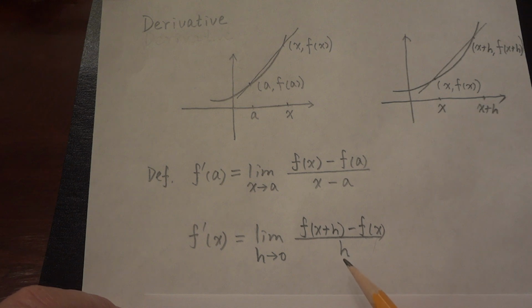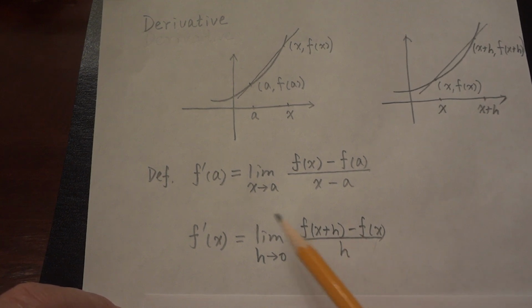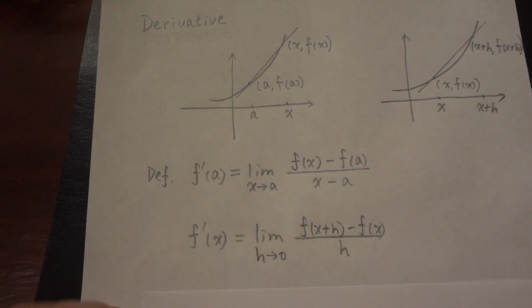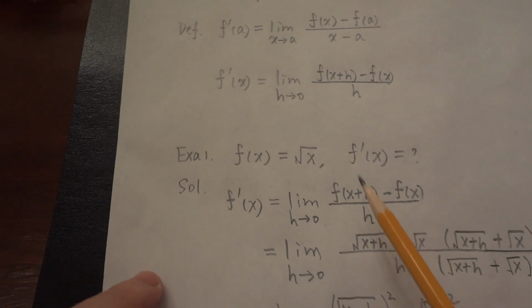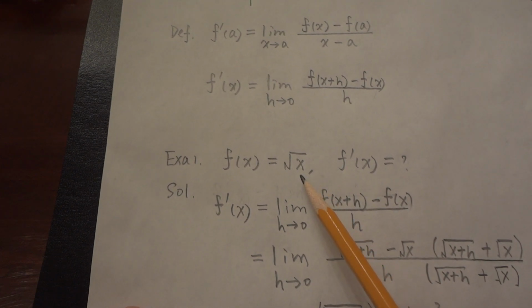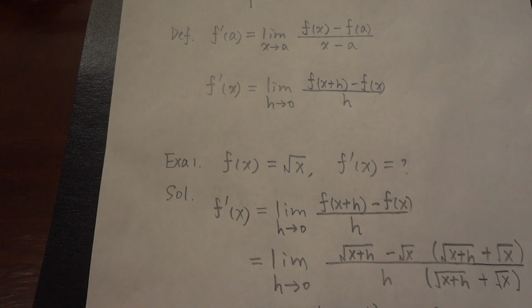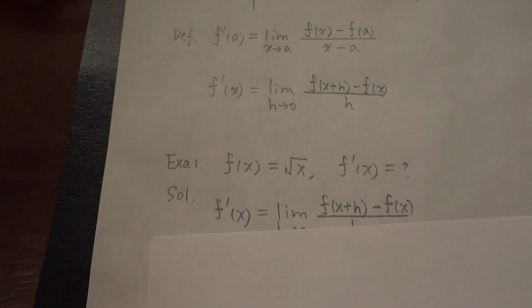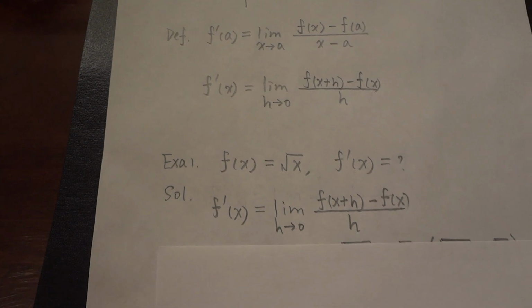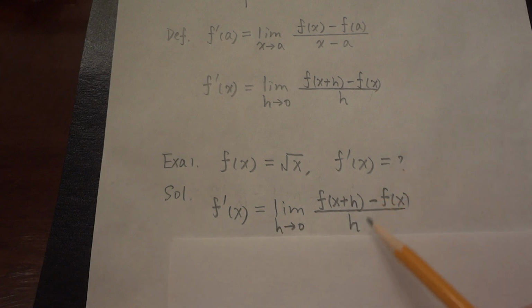I would say if you want to compute f prime of x for arbitrary x, use the second formula. If you want to compute f prime of a for a fixed point, for example, f prime at 2, you can use the first one, or you can use the second one, it doesn't matter. Let's look at one example. Take the function f(x) equals the square root of x. We want to compute f prime of x. We simply follow the definition here. I suggest that you copy the definition as your first step. So we simply copy the definition from above.